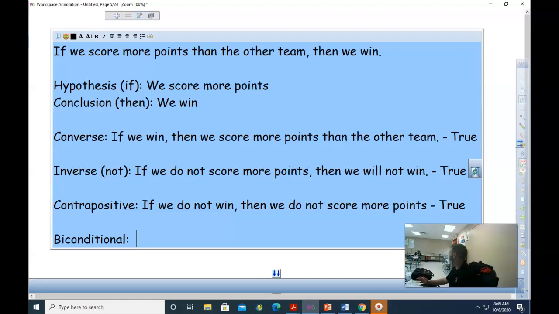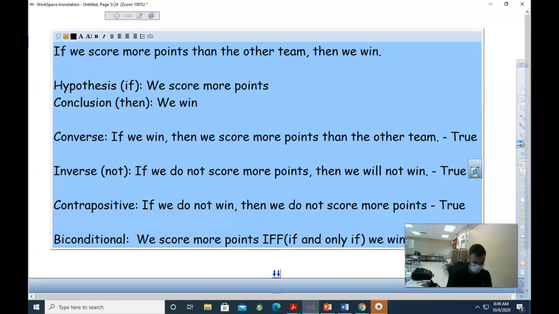Now, if your original statement and your converse are true, I can write it as a biconditional. A biconditional goes both ways. So that would be we score more points if and only if we win the game. Honestly, that's like everything that's on the quiz. Kind of scary.